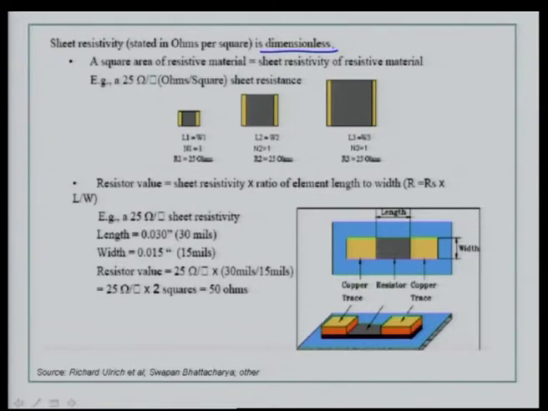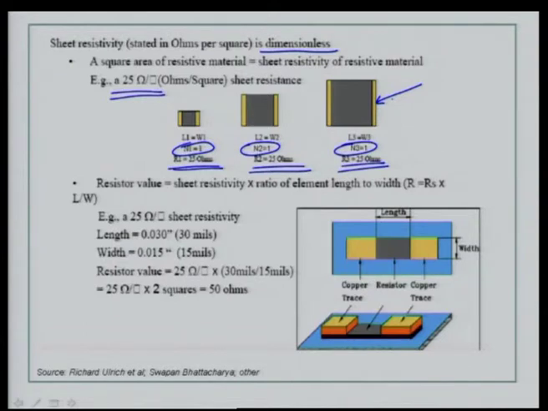For example, if you have a 25 ohms per square sheet resistance, then if L1 is equal to W1 and the ratio is 1, then your R1 is 25 ohms. Now, if the size increases to L2, W2, then the ratio is still 1 and the value is still 25 ohms. If it is 3 times, then L3 is equal to W3, the ratio is 1 and the value of this geometry of the resistor is still 25 ohms.